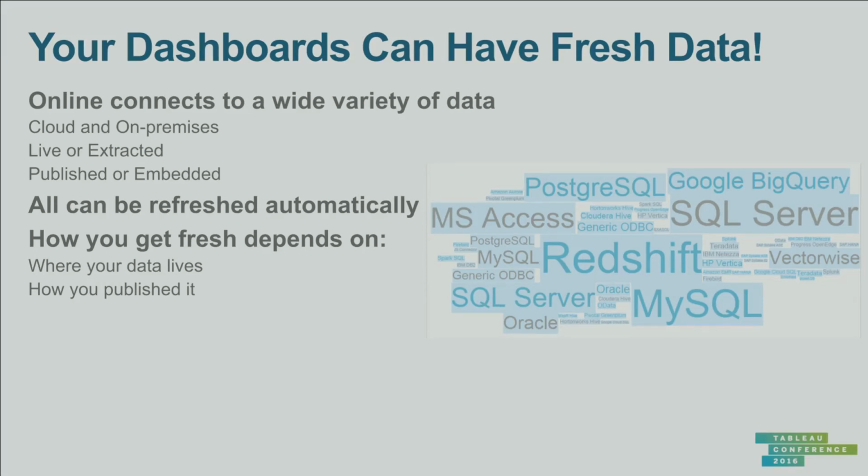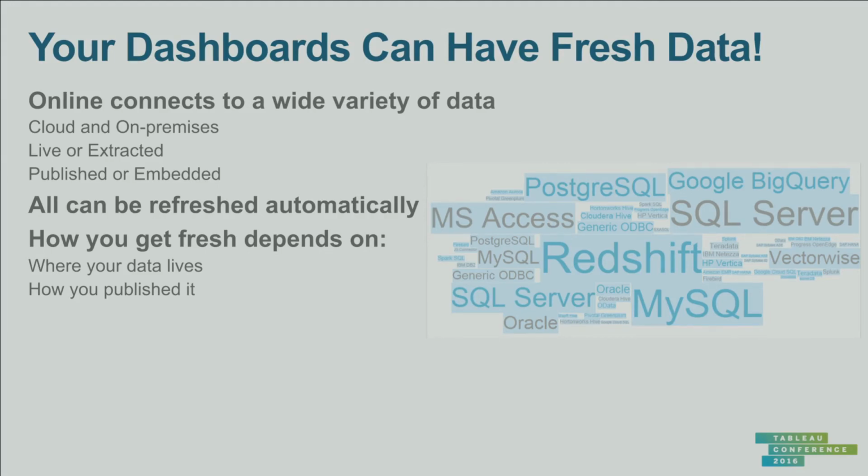Online connects to a wide variety of data sources. You can see there's a little word cloud out here. The things in blue are things that we can connect to directly. Online can just go off and talk to your Redshift database, but we also can connect to a wide variety of on-premises databases. I think we have about 50 different data sources we connect to overall, and it's not that we can't go get the on-prem stuff.